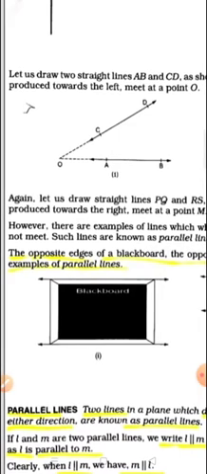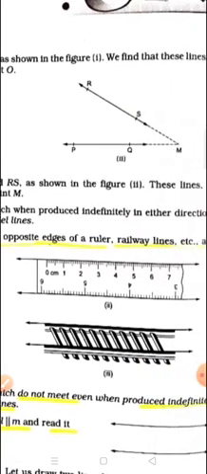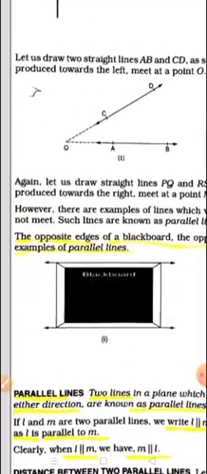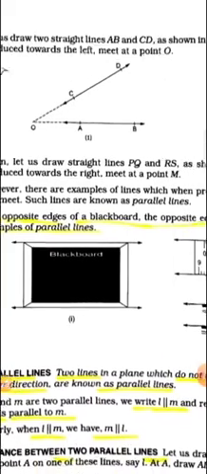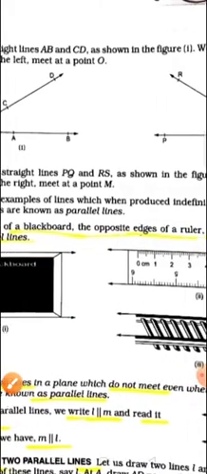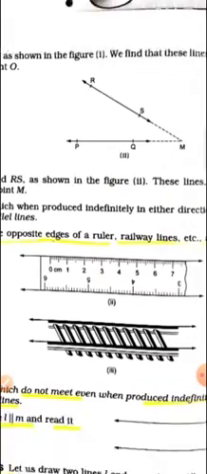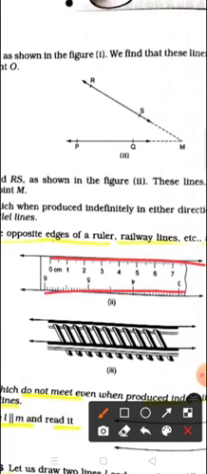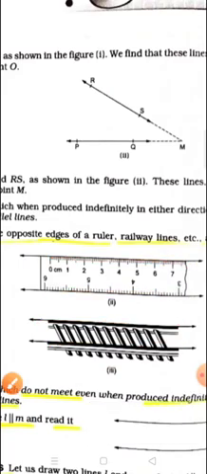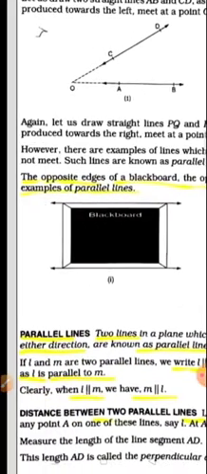The opposite edges of a blackboard, the opposite edges of a ruler, railway lines, etc. are all examples of parallel lines. Here you have seen in the example, opposite edges of the blackboard, opposite edges of the ruler, railway track. All are examples of parallel lines because they never meet at any point.